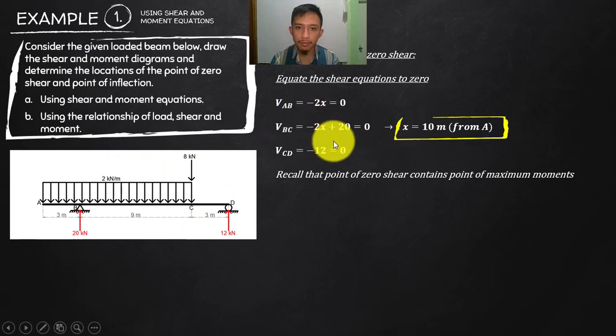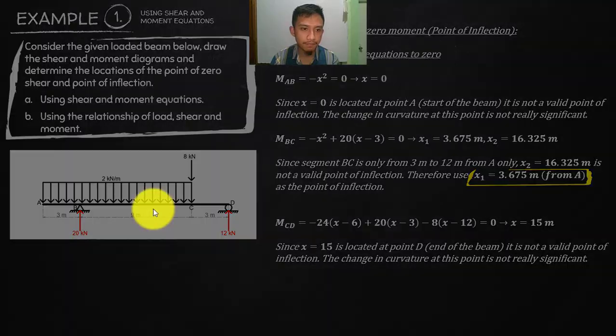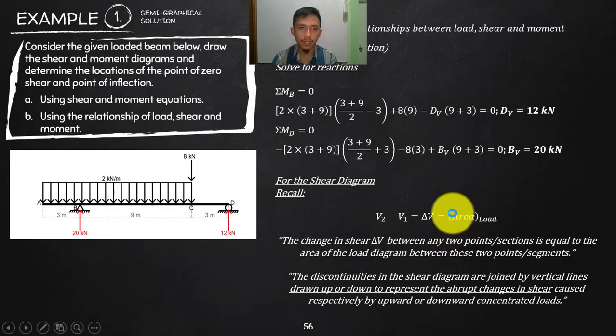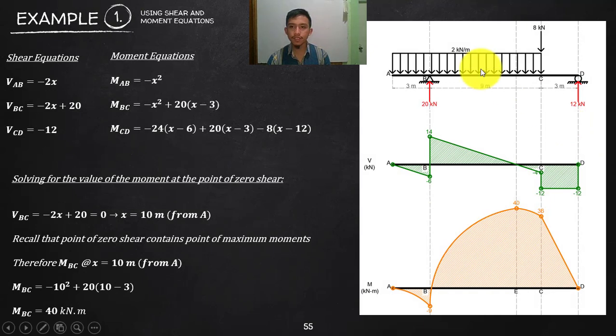Now using the moment equation at BC, since again we established from your VBC that x equals 10, substitute that x at your MBC, and you will end up with the value of the moment at x equals 10 to be 40. So that is the maximum. Now we are ready to plot this one.